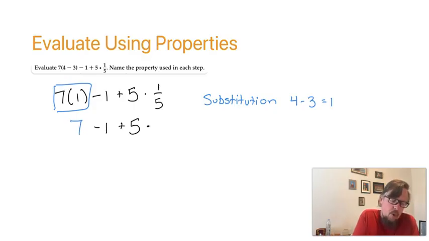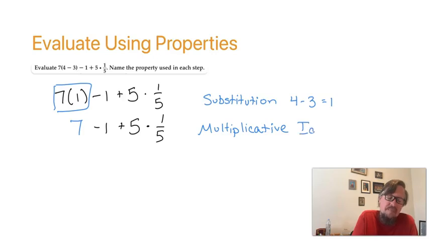But what is the mathematical property that says anything multiplied by 1 is itself? And the name of that property is called the multiplicative identity. The multiplicative identity property is the one that says anything multiplied by 1 is itself. 7 times 1 is 7.